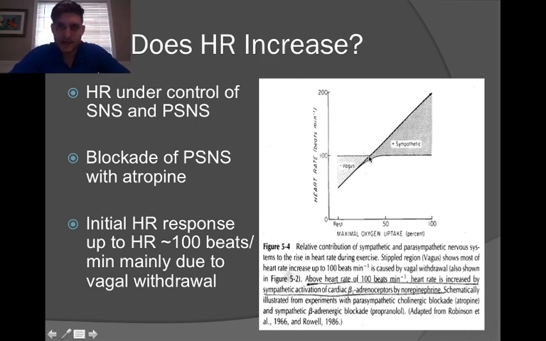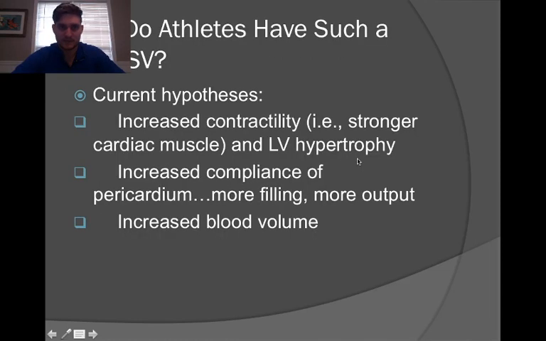So at this 100 beats per minute line, number one, we're roughly at 40 to 50% of our maximal oxygen uptake, which is why we like to use heart rate as an indicator of VO2. So we're at 50% VO2 max here. Most of the parasympathetic withdrawal has taken place, and then additional rises in heart rate will be due to sympathetic nervous activity.